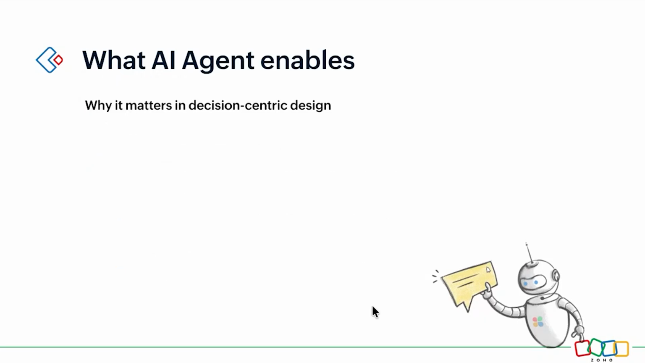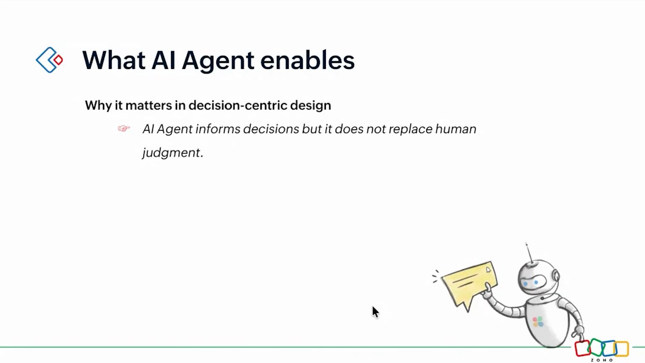So what does it do in this decision-centric design? The AI agent informs the decision. It gives us a recommendation with the reasoning, whether this can be approved or rejected. And the final decision will be taken only by the human, that is, with the help of the approval workflow.